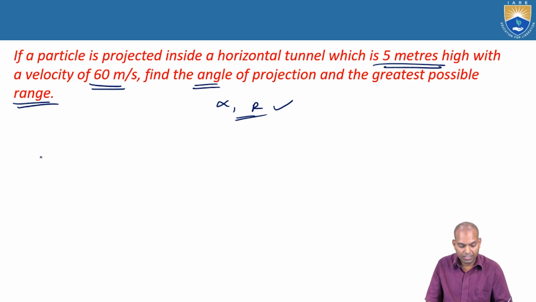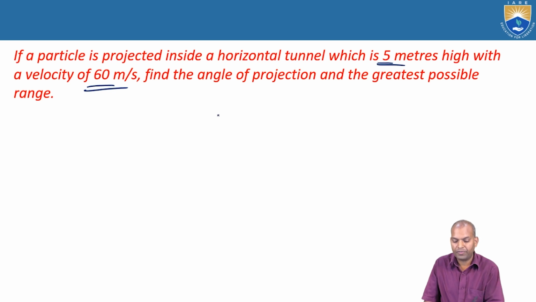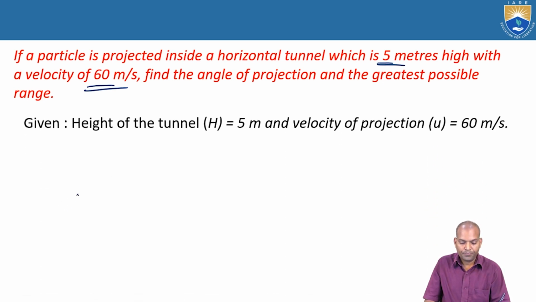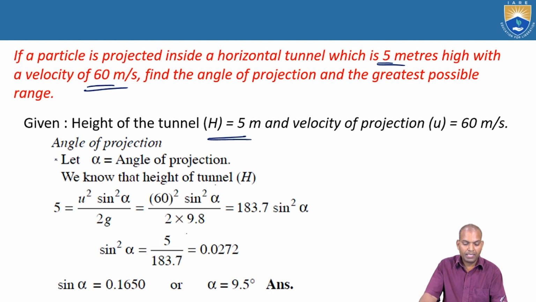But what was given here? The velocity is 60 meters per second, and the 5 meters height is given. Find the angle of projection and the greatest possible range. So the height of the tunnel is 5 meters, and the velocity of projection u equal to 60 meters per second. Now we need the angle of projection first, and also the greatest possible range.